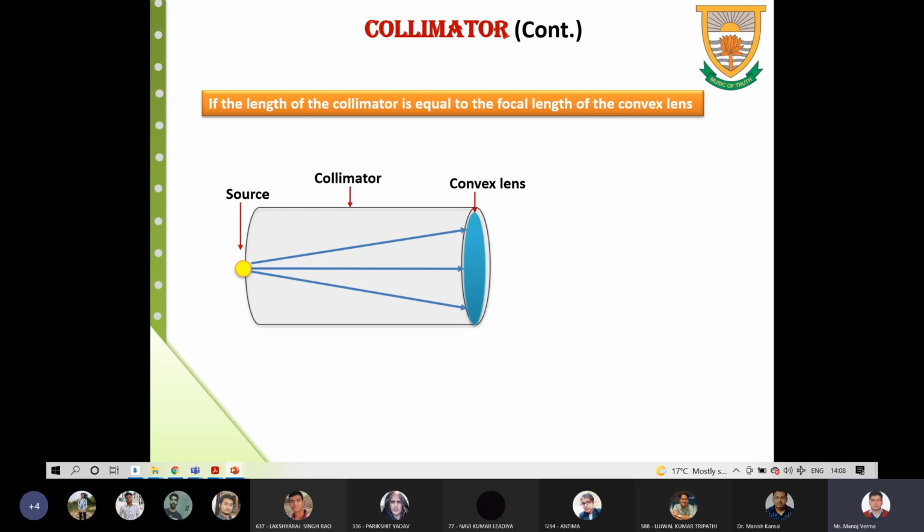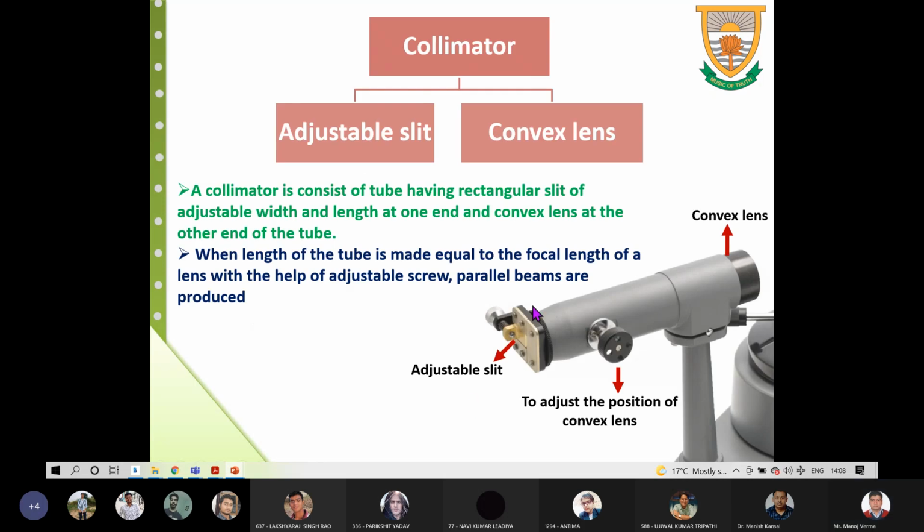So with the help of that adjustable screw, what we have to do is change the length of the collimator such that the focal length of this convex lens matches the distance from this convex lens to the source. Now after seeing this figure, you will understand this more clearly. This screw will change the length between the convex lens and the source. Source will be placed here, just before this adjustable slit.